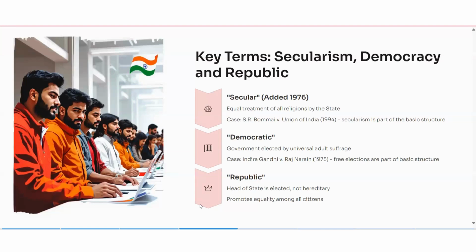Republic: the head of a state is elected, not hereditary. That means in a republic, every 5 years there would be general elections, and the government would be elected by the people, not hereditary like earlier, where the son of a king would be the next king. That is not the case with democracy. So it promotes equality among all citizens.